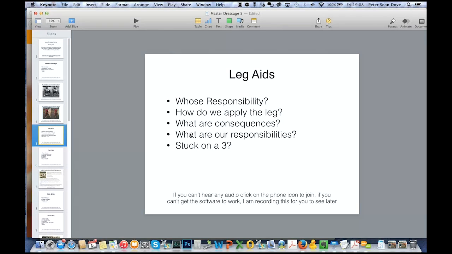Now, I've heard a lot about the stick backs up the leg, and what I don't want you to think is that the stick is a stronger version of your leg, because it's not really a stronger version of your leg. The stick is the consequence for the horse ignoring your leg.